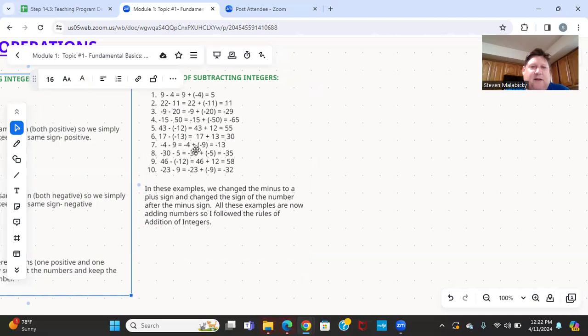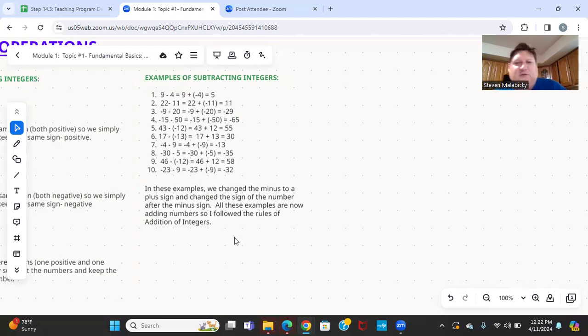The minus becomes plus a negative sign. So minus minus is plus positive, and minus positive is a plus negative. It's like this minus becomes a plus negative. Add the two negative numbers together, negative 35. Minus minus becomes plus plus, so 46 plus 12 is 58. And a minus becomes plus a negative. Both of these numbers are negative, so we add them, and it's negative 32.